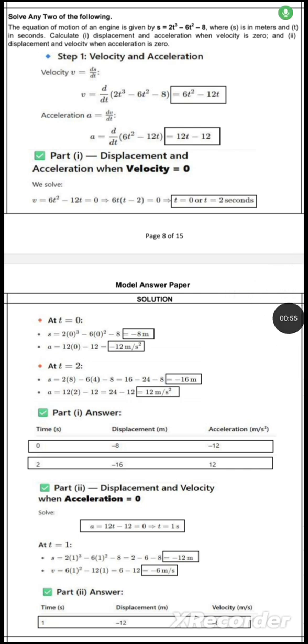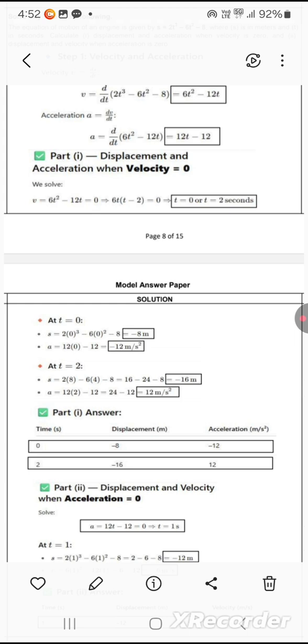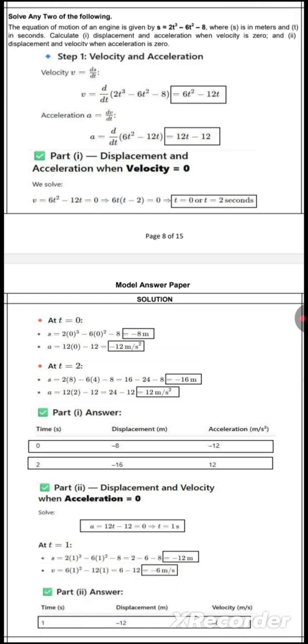Here, first we are given the equation of motion, that is S is equal to 2t cube minus 6t square minus 8, where S is displacement in meters and t is time in seconds. We are asked to find displacement and acceleration when velocity is 0, and second, displacement and velocity when acceleration is 0. So our step 1 is to find velocity and acceleration.